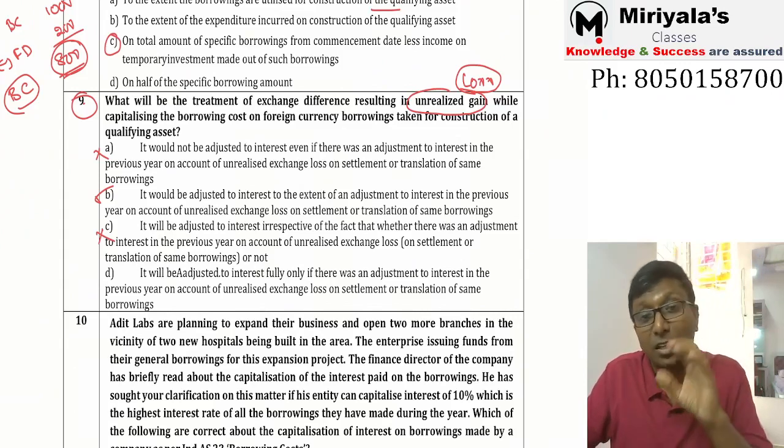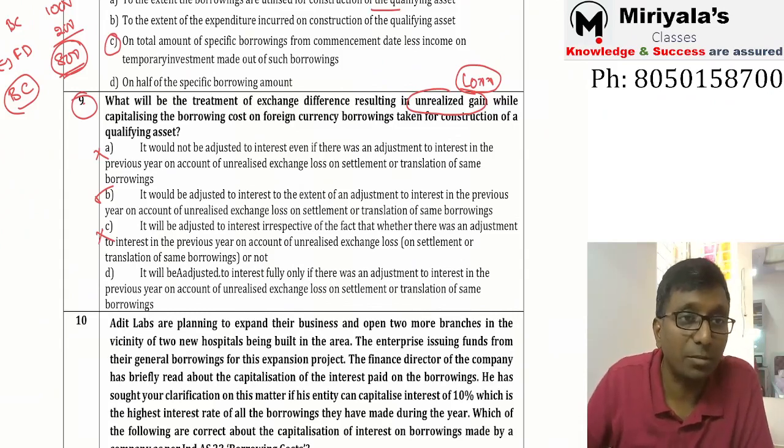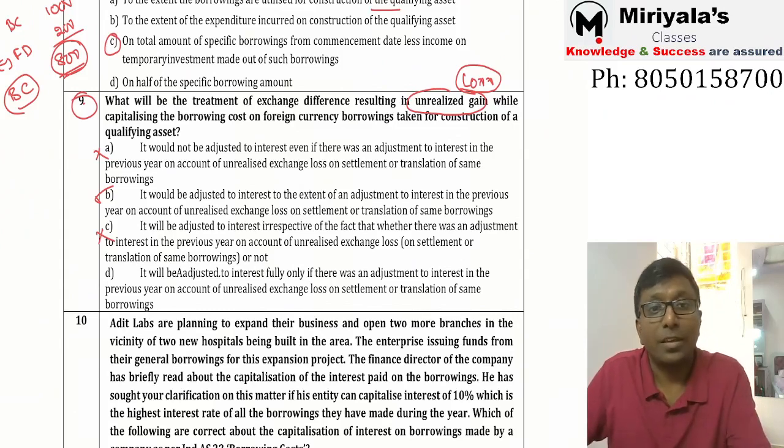Adjust in the sense, the earlier loss you reduce it. I mean your total qualifying asset number will come down. Okay, capitalization will come down. Next, it will be adjusted to the interest fully only if there was an adjustment to the interest in the previous year on account of unrealized exchange loss.